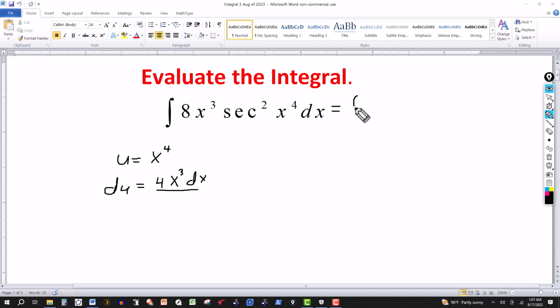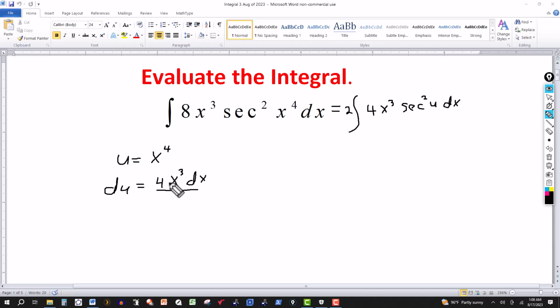But what I'll do is this. I'm going to write the 8 as 4 there. I'll put the 2 out here. So I still got 2 times 4. Remember, you can always bring out a constant outside the integral. You can't do it with a variable. So this is still the same thing. And then this is x to the third. And then got a secant squared, and the x to the fourth is your u.